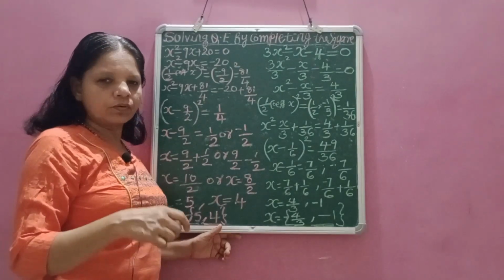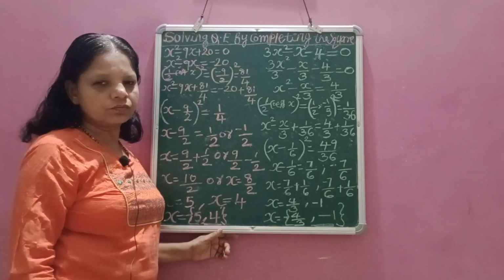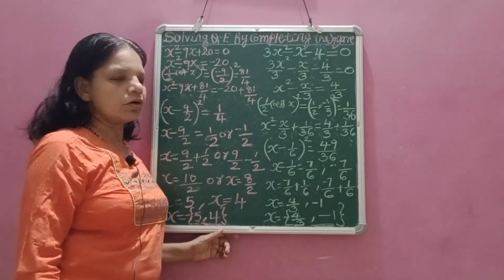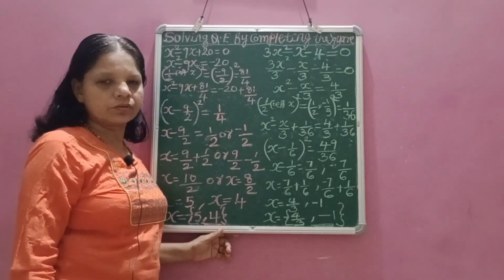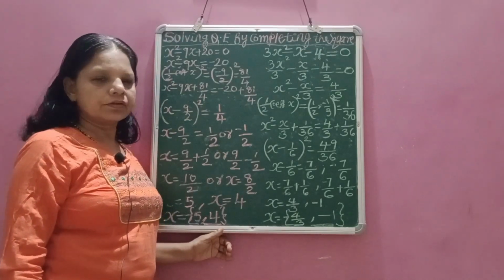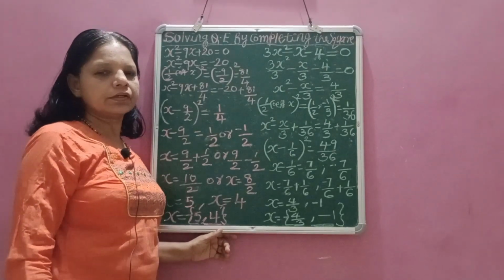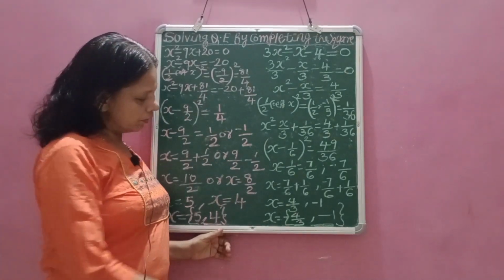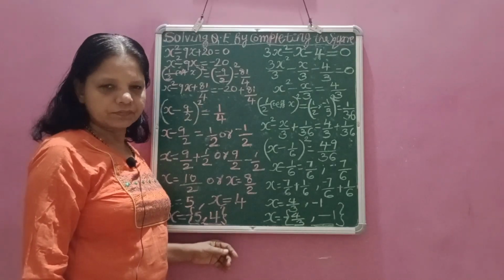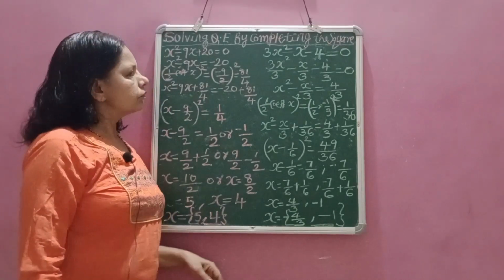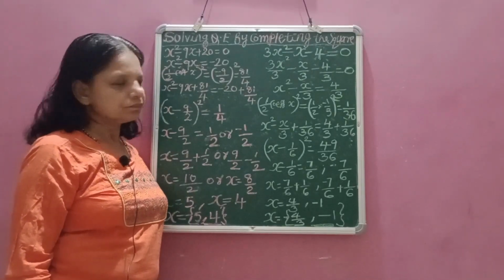Clear? By taking both positive square root and negative square root, we will get two values as solution of quadratic equation. By completing the square, we can find both the solutions of quadratic equation. Understood? Therefore, the answer is 4 upon 3 and minus 1. Understood the method? Practice more sums like this and learn.